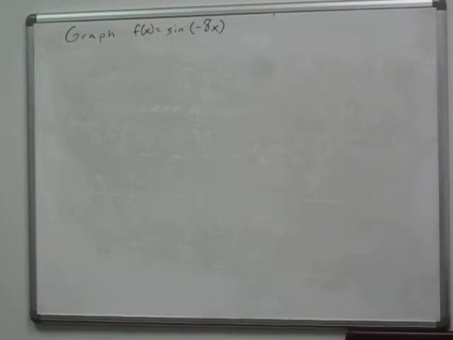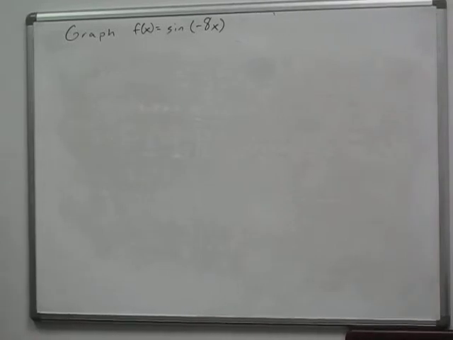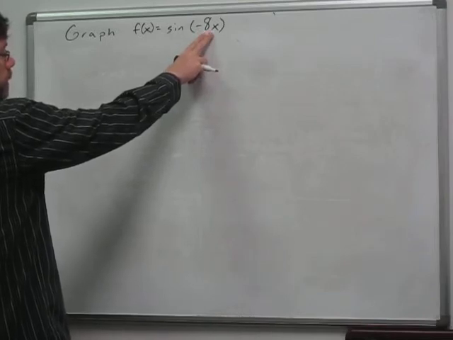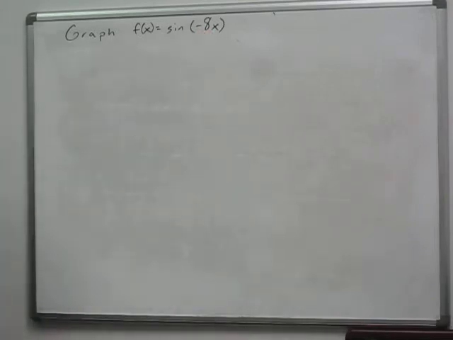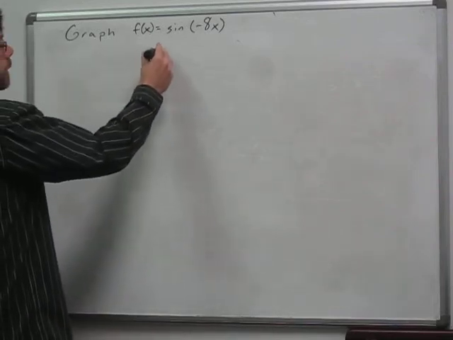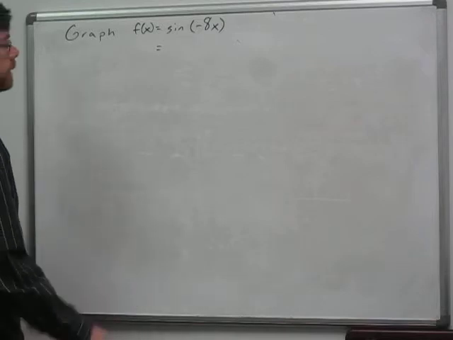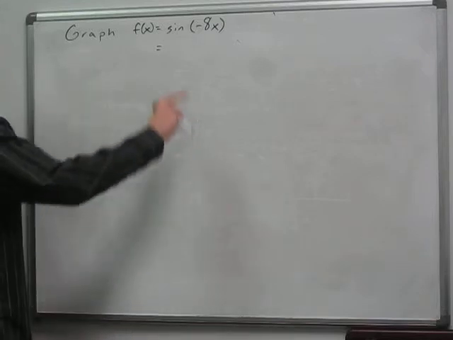Suppose we're asked to graph the sine of negative 8x. Recalling what we know about graphs from algebra, when we replace our x with a negative 8x, we expect a reflection about the y-axis. Right? But in trigonometry, we can make this a little bit easier on ourselves by taking advantage of the evenness or oddness of a trig function.